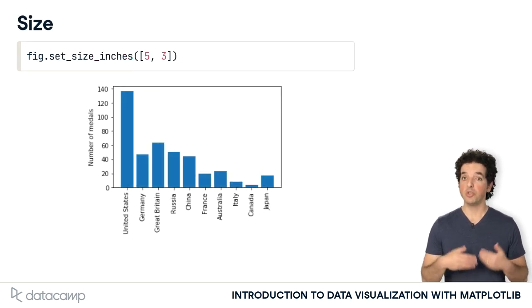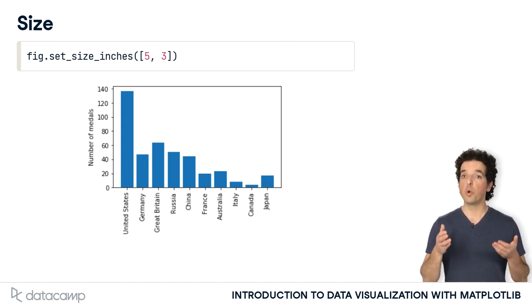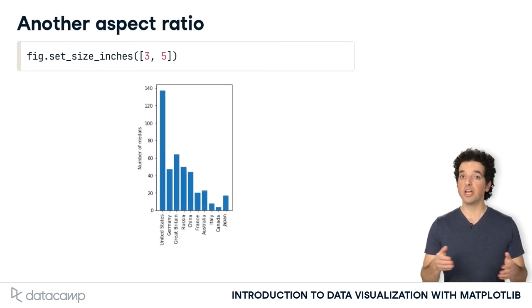Finally, another thing that you might want to control is the size of the figure. To control this, the figure object also has a function called set_size_inches. This function takes a sequence of numbers. The first number sets the width of the figure on the page, and the second number sets the height of the figure. So setting the size would also determine the aspect ratio of the figure. For example, you can set your figure to be wide and short, or long and narrow, like here.